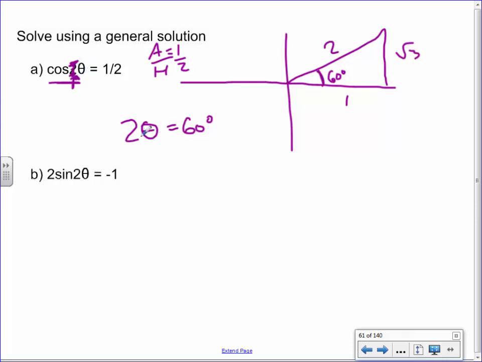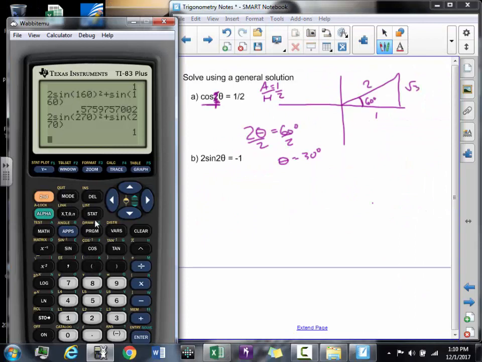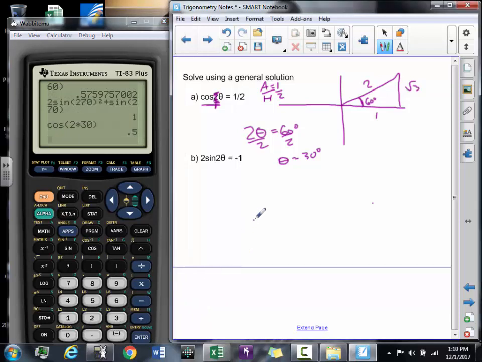So how do I find what regular theta is? Yeah, that's it. So 30 degrees. Let's try it. Cosine of 2 times 30 should equal 1/2. That's not the only answer that's going to work though, right?